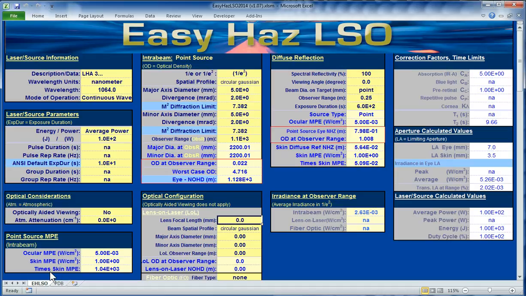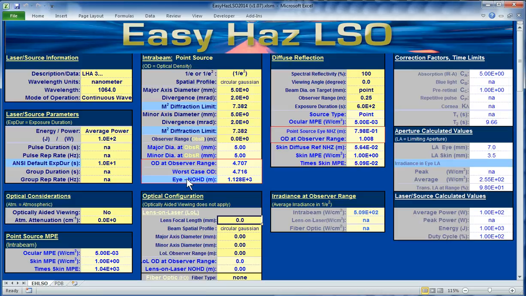Last thing I want to look at is skin MPE. The skin MPE is quite different than, let me put this back to 0 quickly. The skin MPE is different than the ocular MPE, quite a bit different. 1 watt per square centimeter as compared to 5 milliwatts. But you're still at about 1,000 times the skin MPE. So this laser, a 100 watt YAG, is a serious skin hazard.